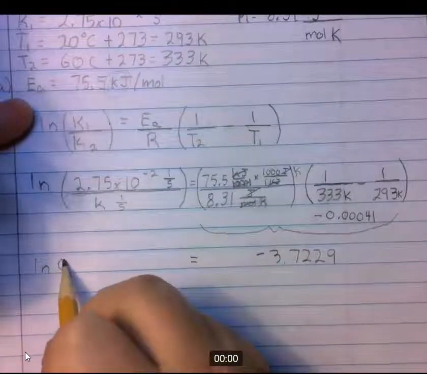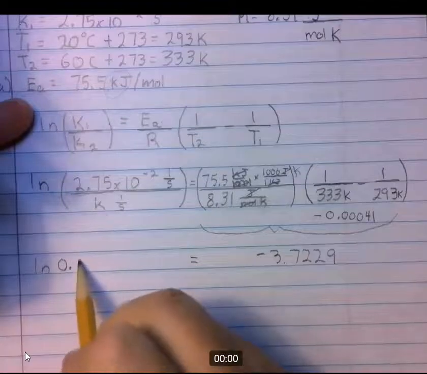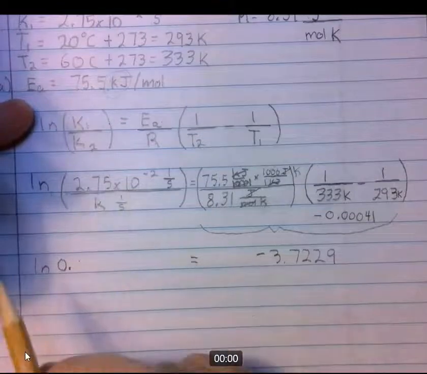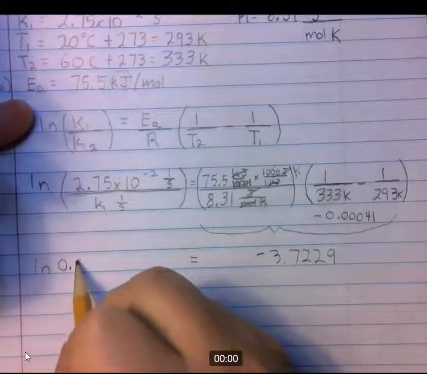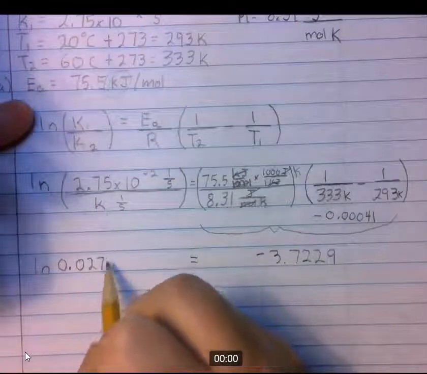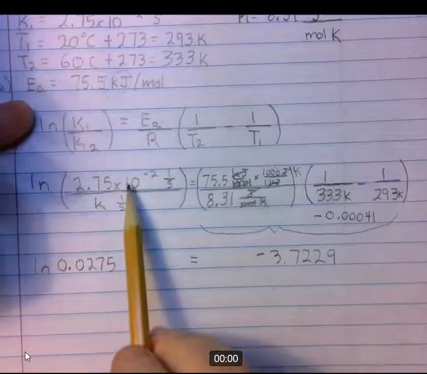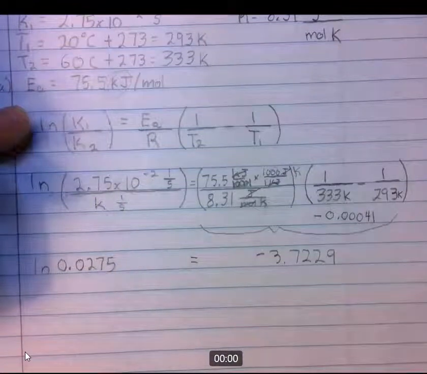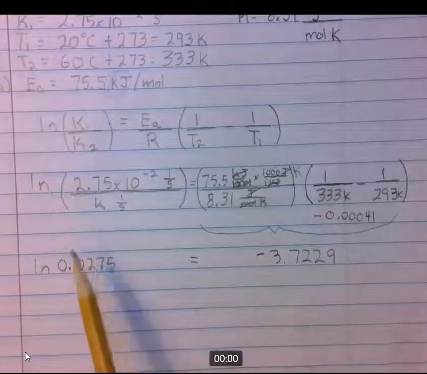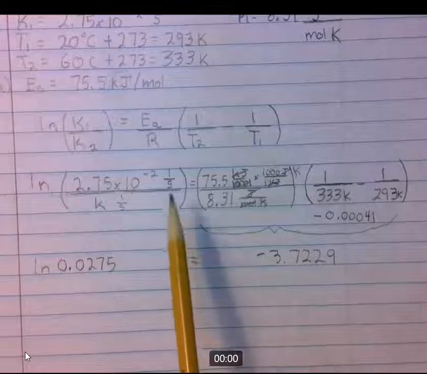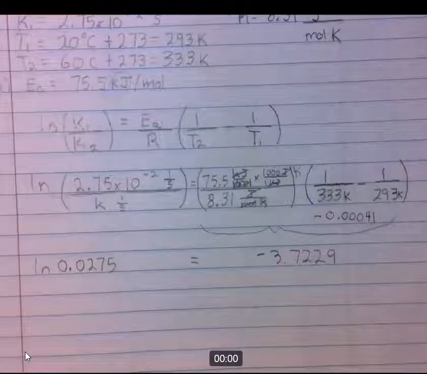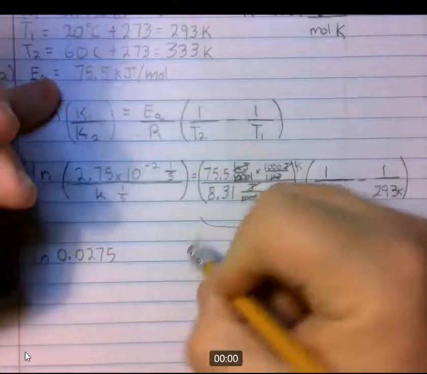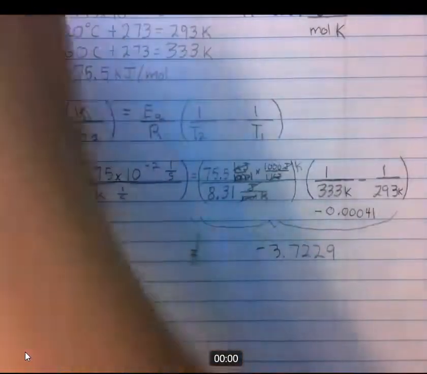So hopefully this isn't a trick to you. If you want, you can keep it in scientific notation. But I'm going to convert it to 0.275. That's what this number up here equals in decimal. You just slide the decimal over 2 places to the left because of the negative 2, and that gets you there. Okay, and let me erase this.